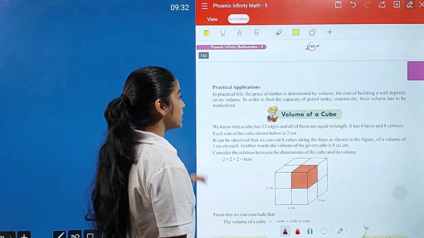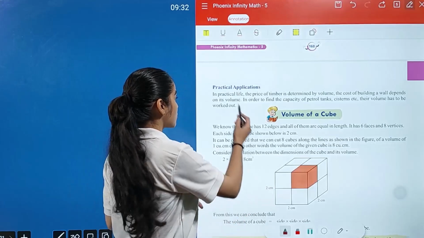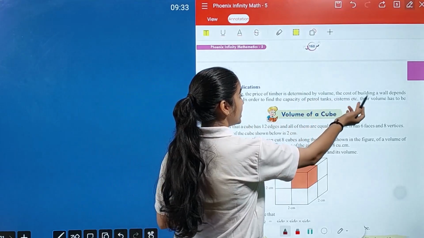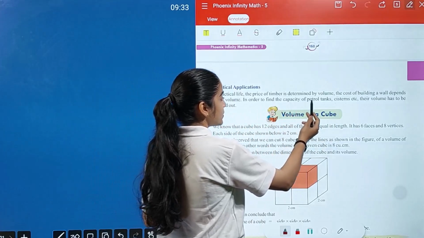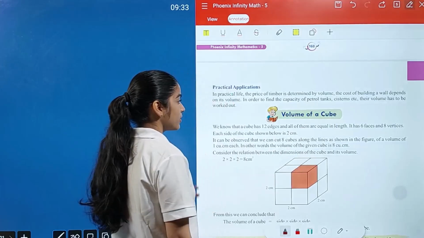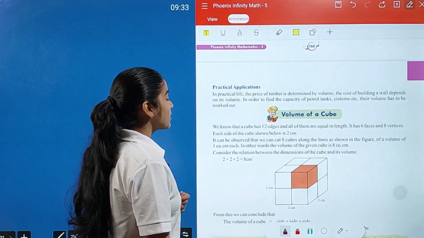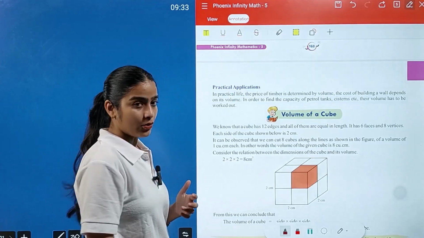Now we are going to look at practical applications of volume. In practical life, the price of timber is determined by volume. The cost of building a wall depends on its volume. In order to find the capacity of petrol tanks, cisterns, etc., their volume has to be worked out.